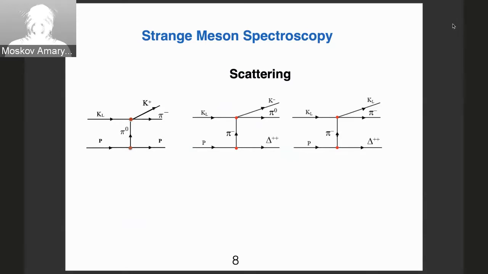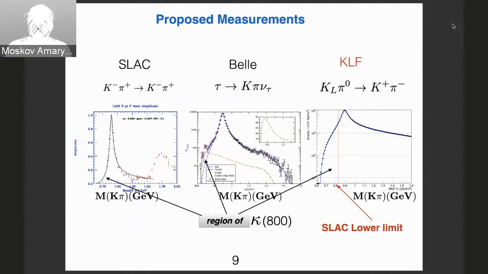These are very important reactions because they allow us to make an isospin 1/2 and 3/2 separation. To show you the previous data, this is SLAC data, K minus pi plus, and you can see below 0.8 GeV there is no data. Belle has measured tau decay to K pi nu tau, and they don't have data below some domain in the range of kappa, which I'm going to talk about. Then on the right side, you see K pi simulated 100 days of running. We can measure many, many points below 0.8 GeV, which is important.